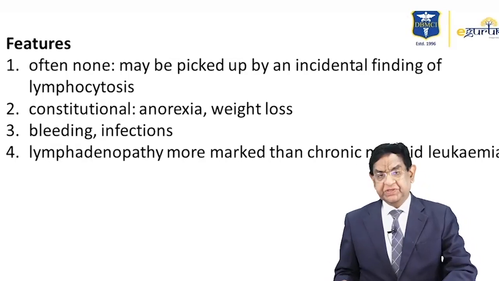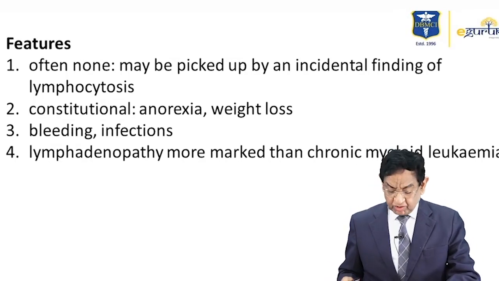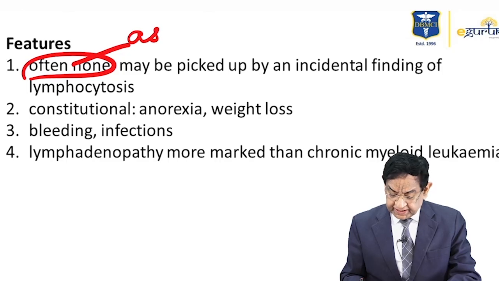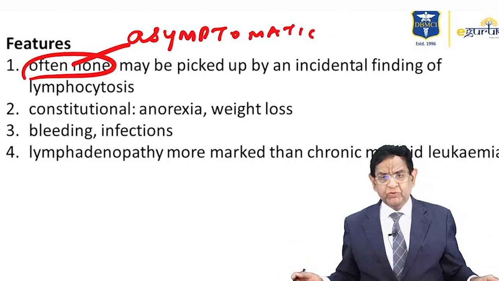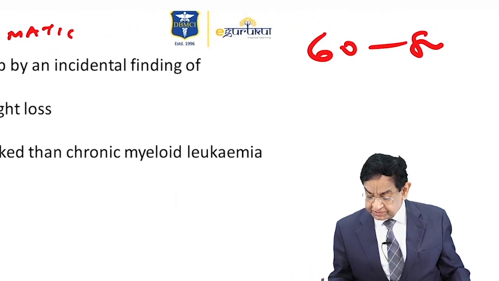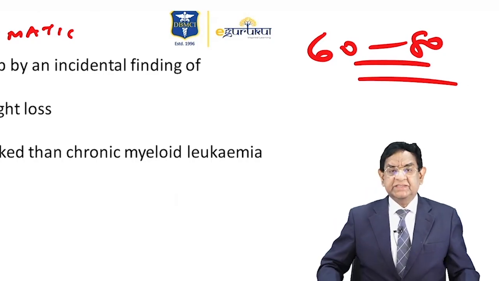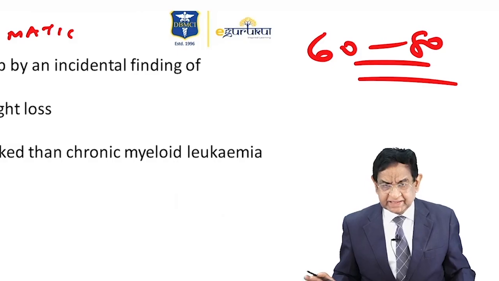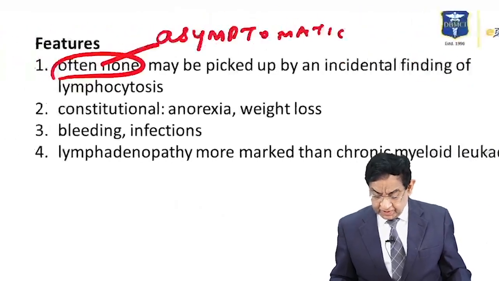What are the clinical features of a case of CLL? Often none. Often none means they are totally asymptomatic. Totally no features, and the age group is 60 to 80 years. That means you can say it's very, very senior people. It's the commonest leukemia at this age group. Okay.